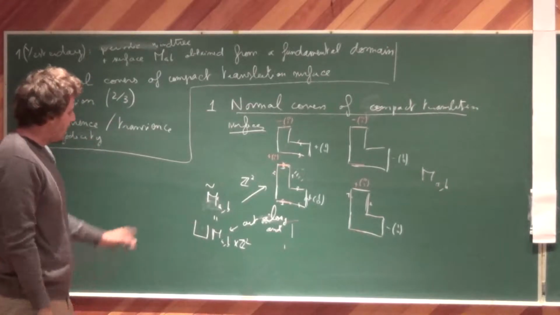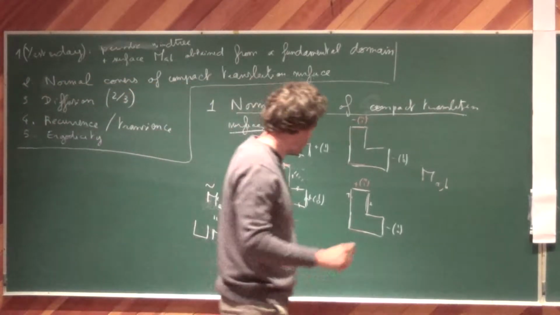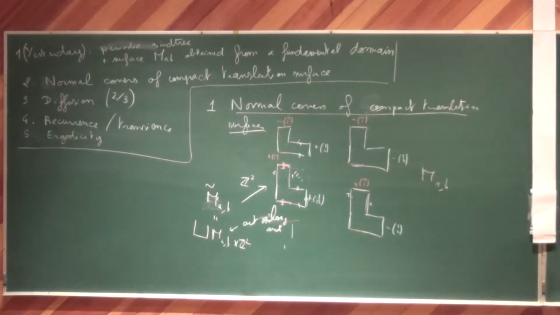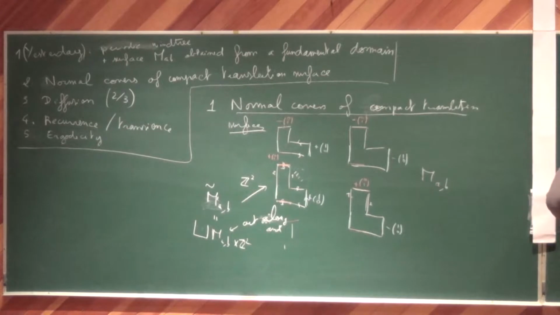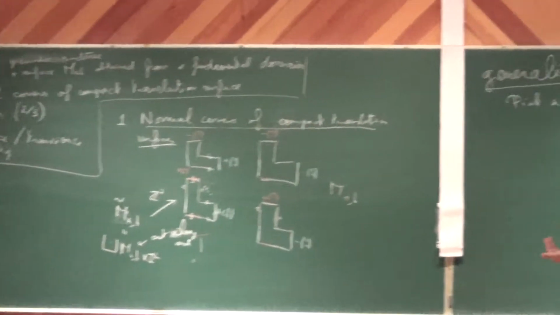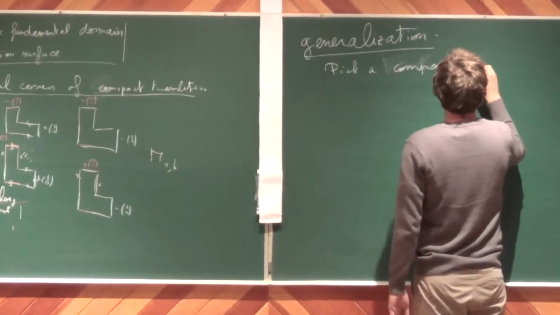So this is an example of normal covers of compact translation surfaces that I want to generalize. So pick a translation surface, so compact. By compact I mean finite genus and singularity of finite angle. Compact translation surface.